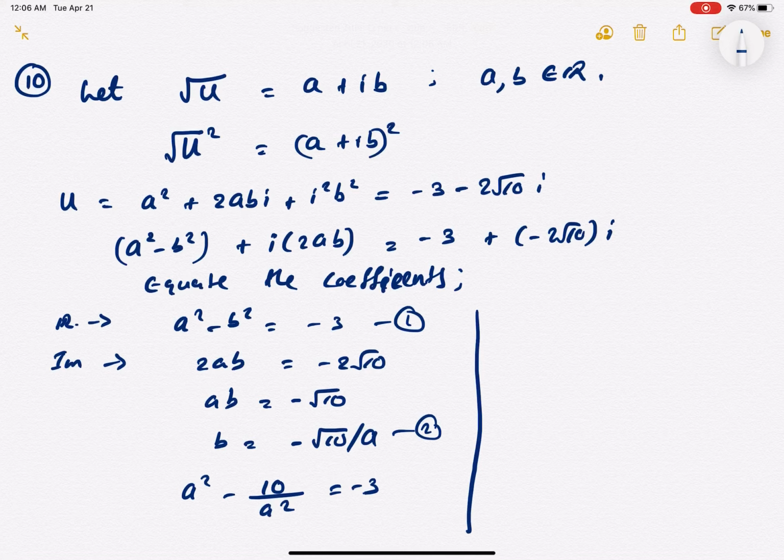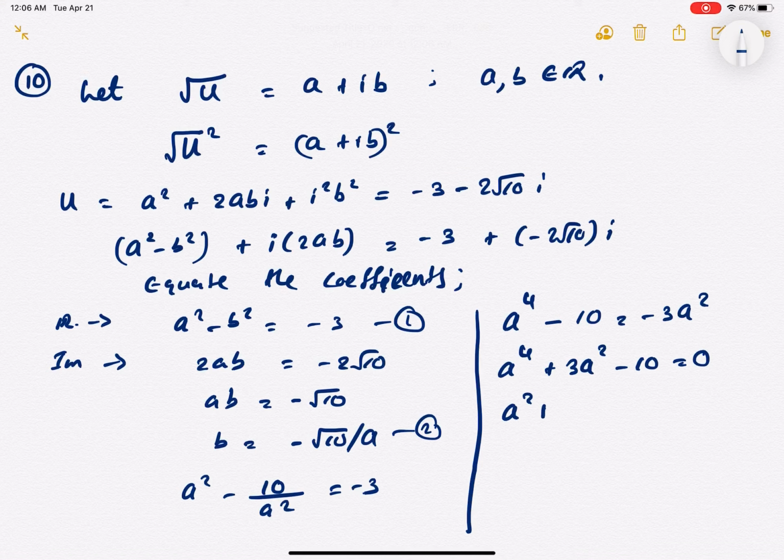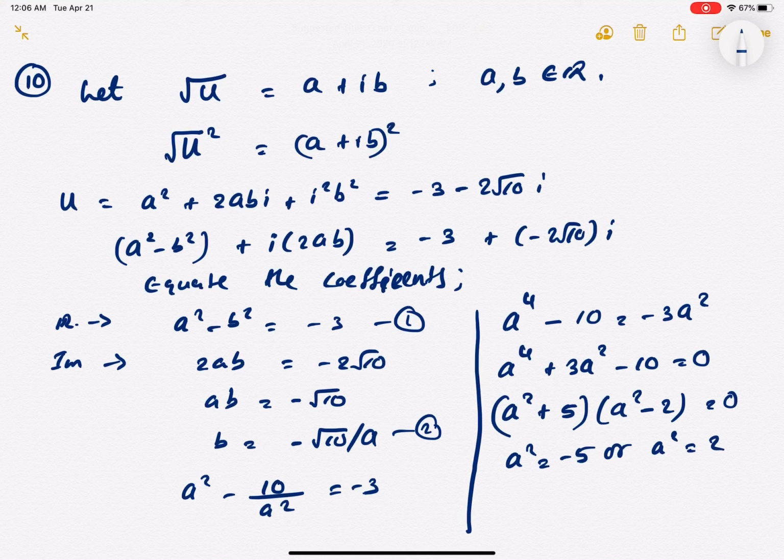So I'm going to convert this into a quadratic equation. a to the power of 4 minus 10 equals minus 3a square. So it's basically a quadratic equation in a square. So this becomes a to the power of 4 plus 3a square minus 10 equals 0. So I can say a square plus 5 into a square minus 2 is equal to 0. Therefore a square equals minus 5, or a square equals 2.